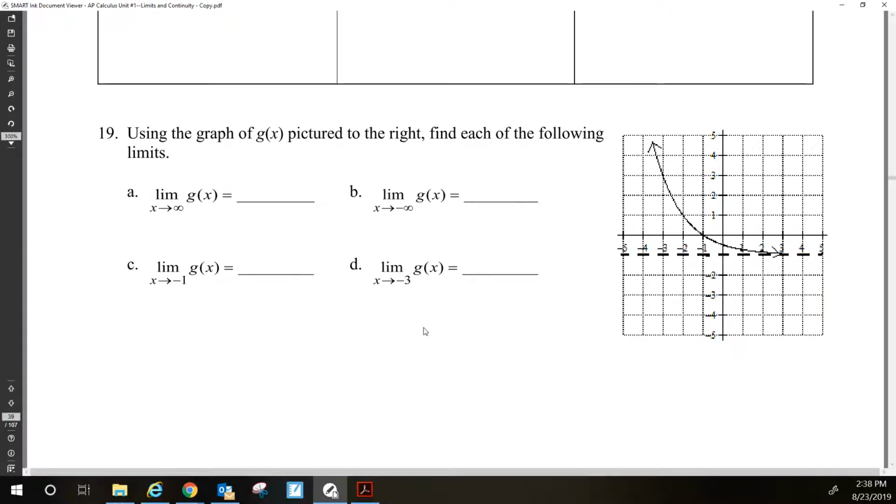All right, use the graph of g of x pictured to the right to find each of the following. So the limit as x goes to infinity, yay, they graphed it for us. As we go to infinity, we're going to go to the asymptote, which is at negative 1. As we go to negative infinity, our graph goes off to positive infinity. As we get close to 1 from both sides, it looks like we're right there on the x-axis, which is 0. And then as we go to negative 3, it looks like we're approaching 3 from both sides.